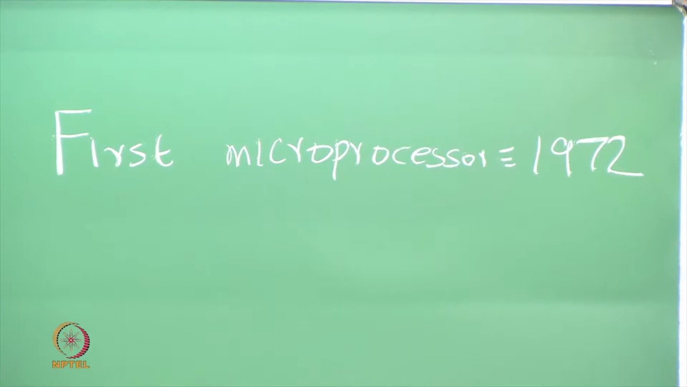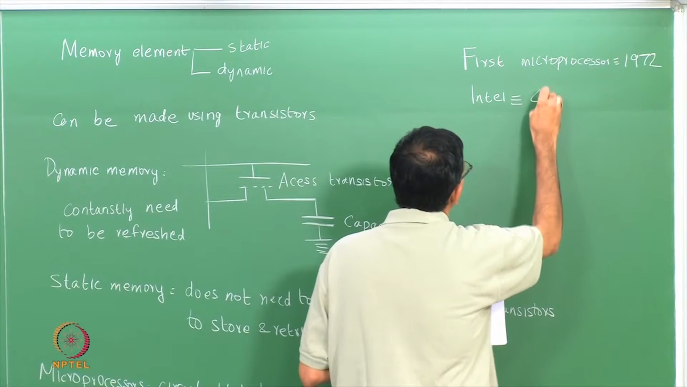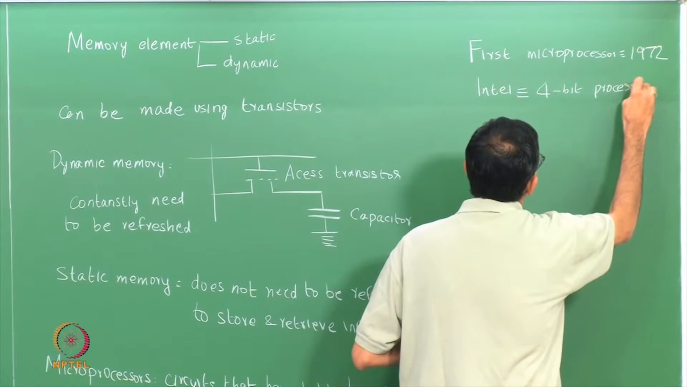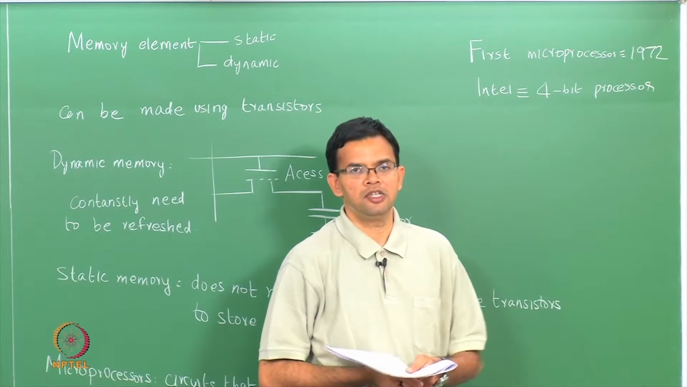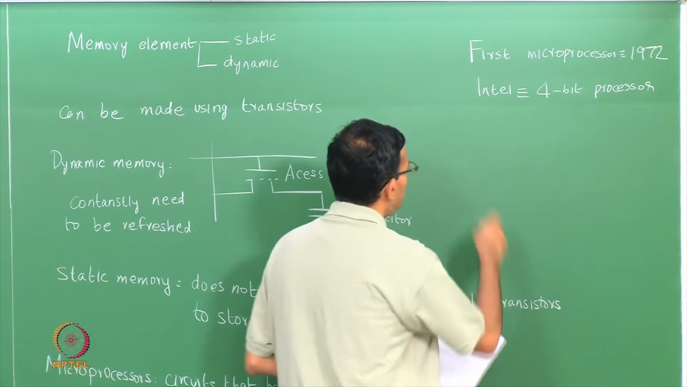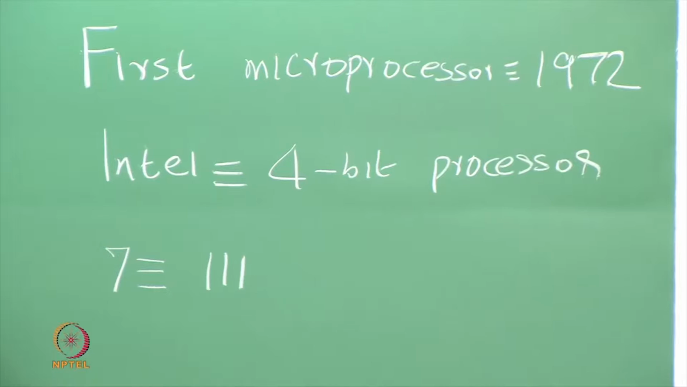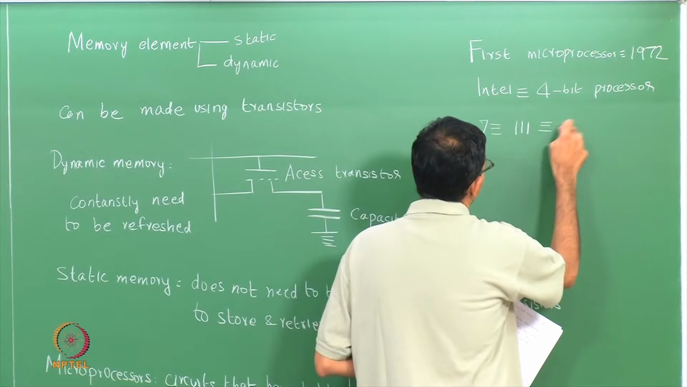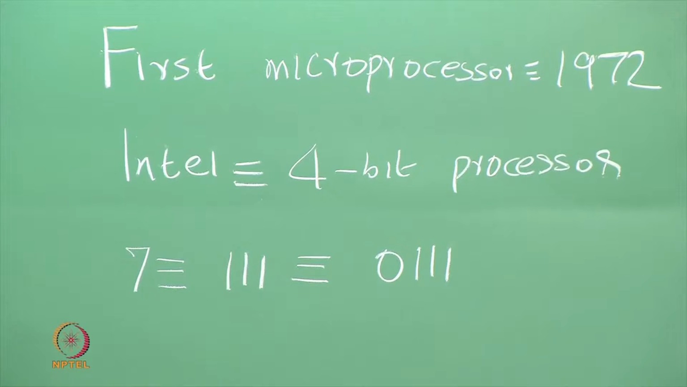It is basically built by Intel. It was essentially a 4-bit processor, which meant each element was essentially stored with 4 bits. So, earlier we looked at the number 7 and we represented 7 as 111. If you are trying to do the same using a 4-bit processor, then it just becomes 0111. So, this was the first microprocessor that was built.